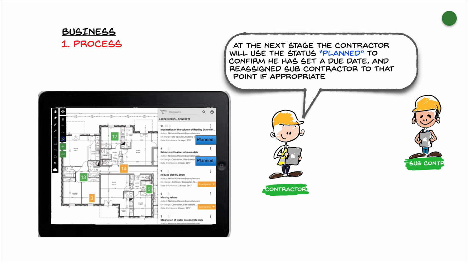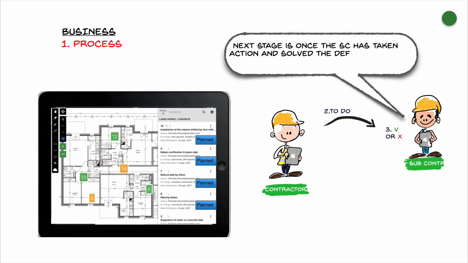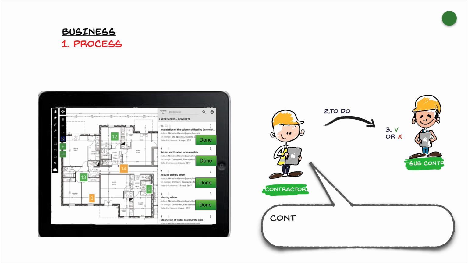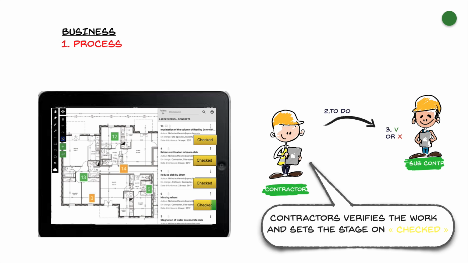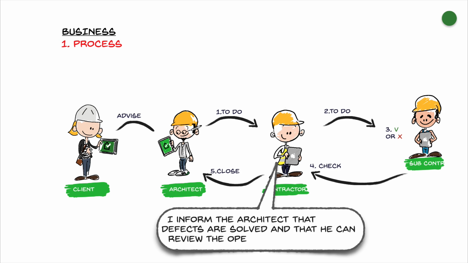At this stage, the contractor will use the status planned to confirm he has set a due date and reassigned subcontractors to that point if appropriate. Next stage is, once the subcontractor has taken action and solved the defects, he sets a status on done by subcontractor. After that, the contractor verifies the work and sets the stage on checked. Once checked, the architect is automatically informed that defects are solved and that he can review the open remarks.